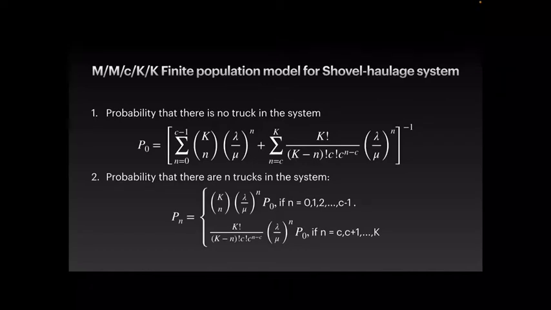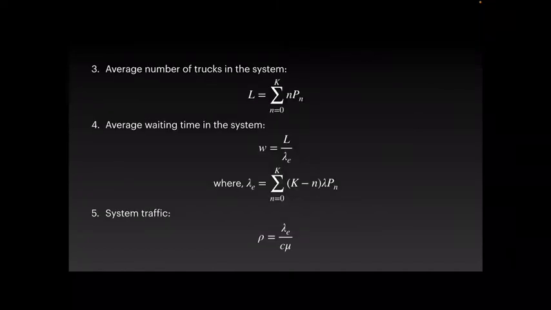Arrival rate is lambda here, mu is the service rate, and K is the total number of trucks. The probability that there is no truck in the system is P0, calculated by this formula. Then the probability that there are n trucks in the system is Pn. The formula is given here, and all the parameters we know. The average number of trucks in the system is the summation of n Pn. Average waiting time in the system is W = L divided by the long-term arrival rate. And the system utilization we can calculate as the long-term arrival rate divided by C mu.